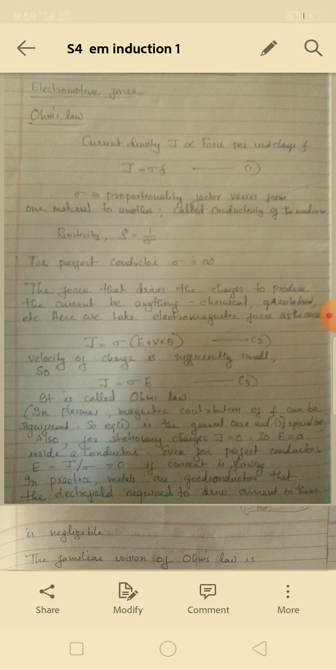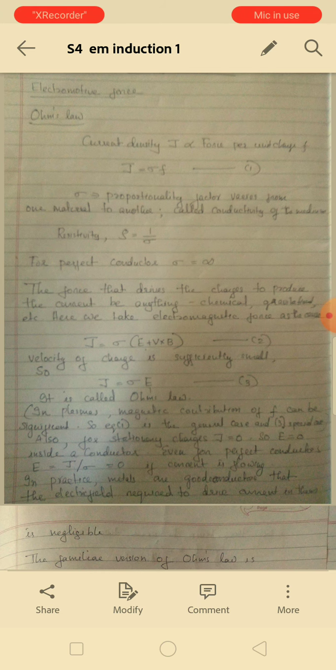ഇതിനകത്ത് ഫസ്റ്റ് സബ് ഹെഡിങ് എന്ന് പറയുന്നത് ഓംസ് ലോ ആണ്. ഓംസ് ലോ നിങ്ങൾക്ക് എല്ലാവർക്കും അറിയാം. What is it? The total current flowing from one electrode to the other is proportional to the potential difference between them at constant temperature. That is V is equal to IR, where V is the potential difference, R is the resistance, and I is the current flow.